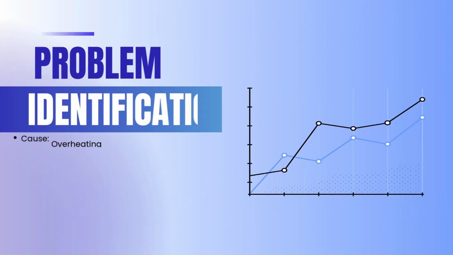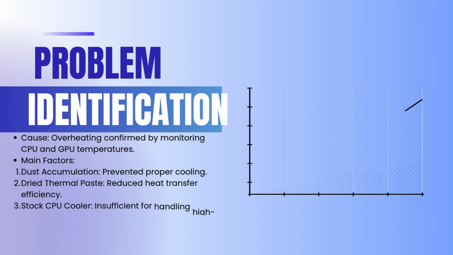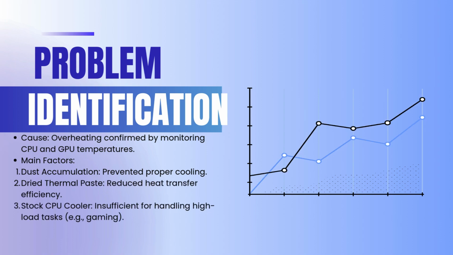After these steps, we monitored the CPU and GPU temperatures using hardware monitoring software. It became clear that the shutdowns were indeed caused by overheating. The high temperatures during heavy workloads confirmed that the system was struggling to stay cool.